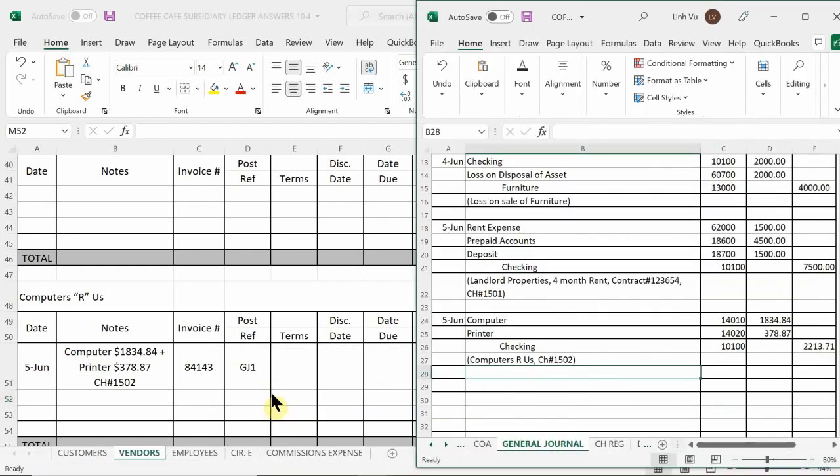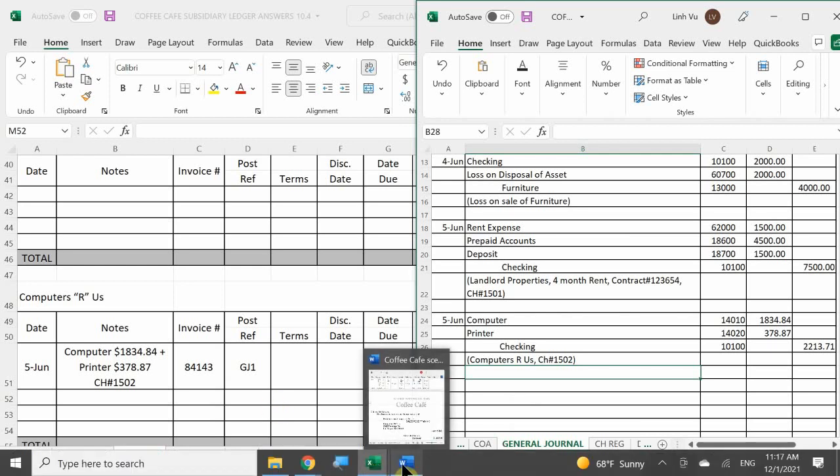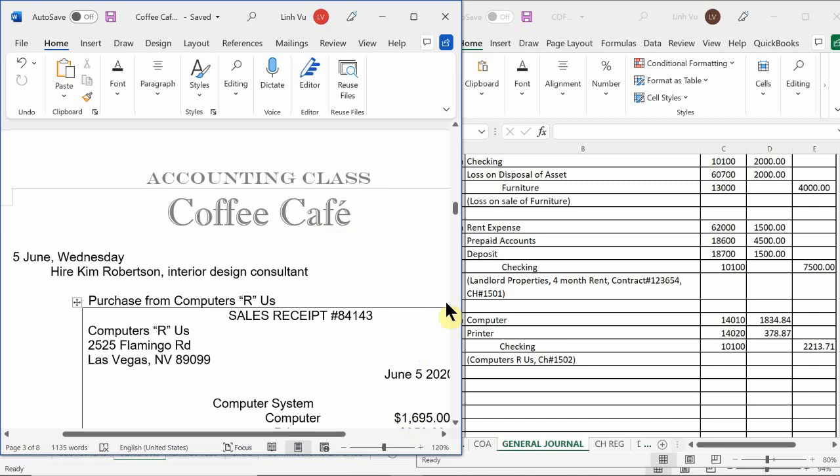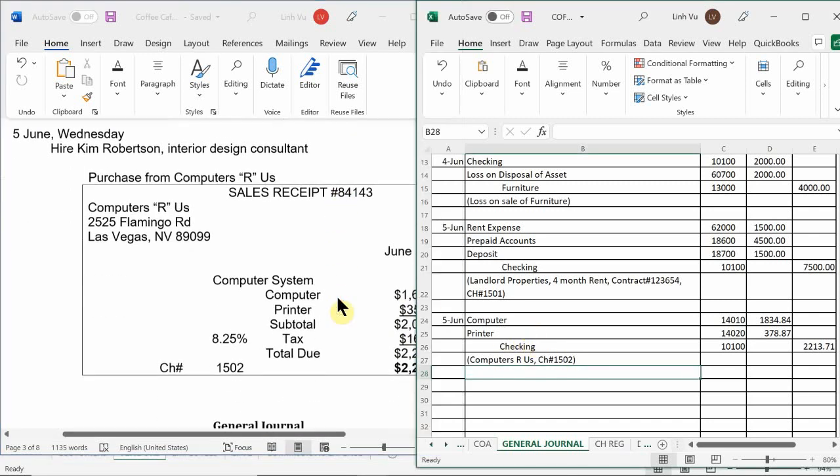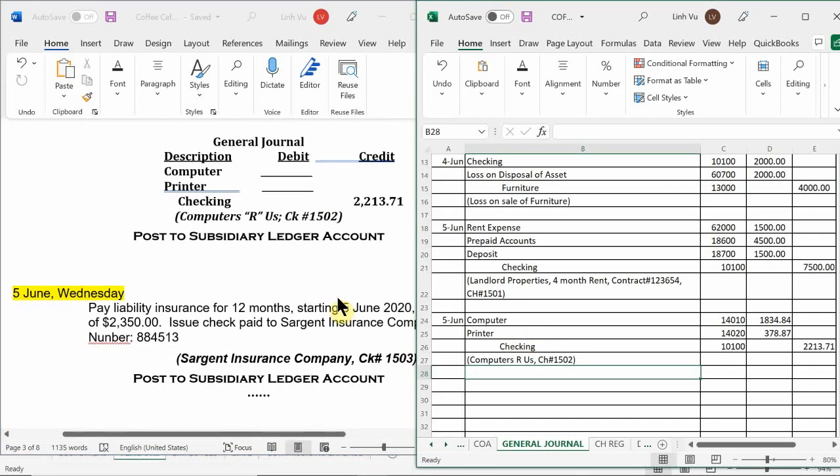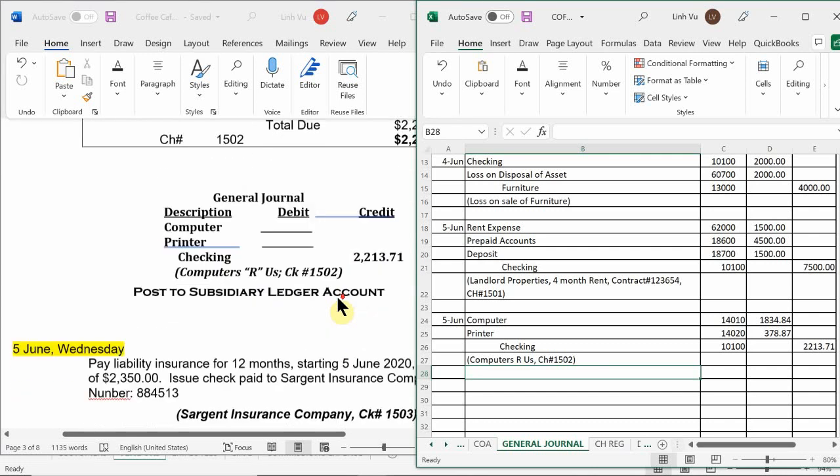We went from journal to the ledger to the subledger. And now we can say we are done with this transaction. Any questions? No. Okay.